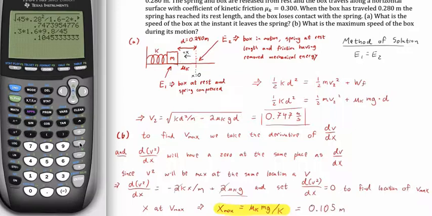Okay, so that's telling us that Vmax occurs, if this is 0.28 on the figure up here, Vmax is going to occur somewhere right around here. Okay, so this is the location of Vmax. All right. Thank you.